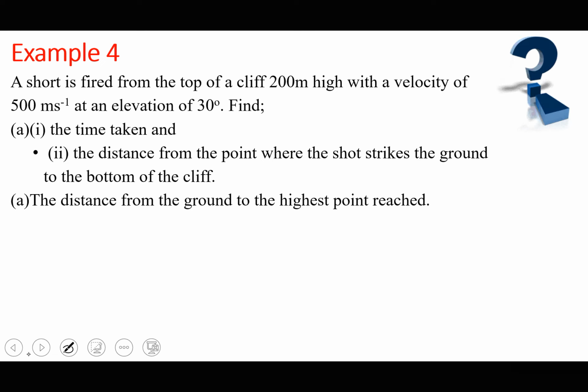A shot is fired from the top of a cliff 200 meters high with a velocity of 500 meters per second at an elevation of 30 degrees. Find the time taken and the distance from the point where the shot strikes the ground to the bottom of the cliff. And then part B, I think, the distance from the ground to the highest point. Okay, so let me try to sketch the diagram somewhere here.